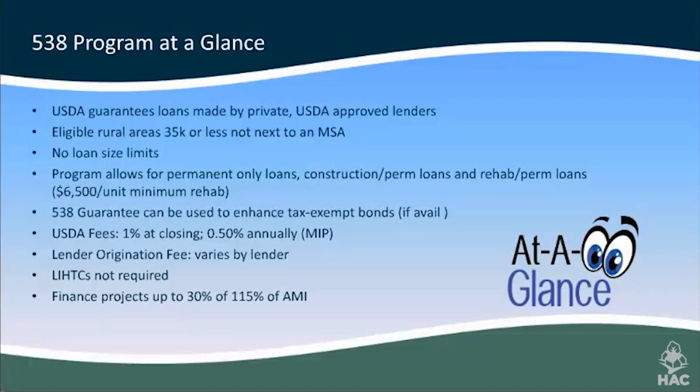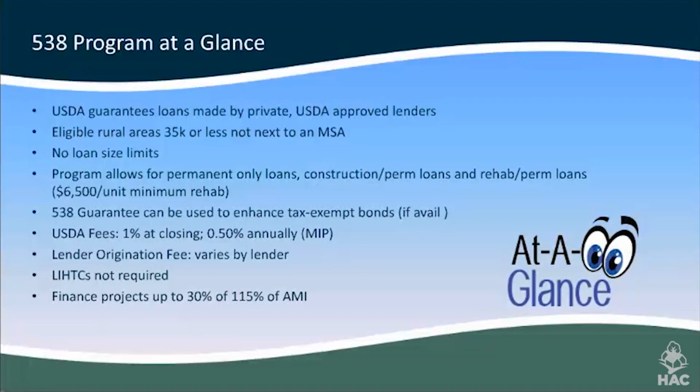For acquisition rehab, in order to qualify to get into the program, you need to have a minimum of $6,500 per door in rehab. That's not much when you're looking at it, because most of our rehabs are anywhere from $30,000 to $60,000 per door. They're either gut rehabs or major rehabs. The guarantee can be used to enhance tax-exempt bonds.